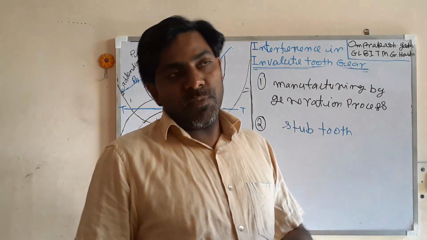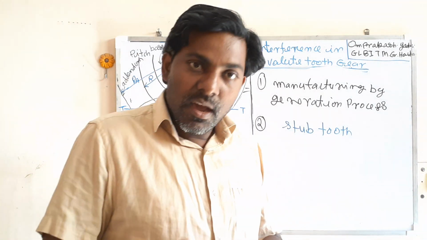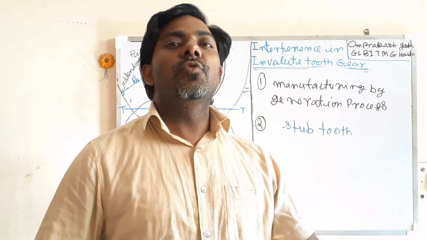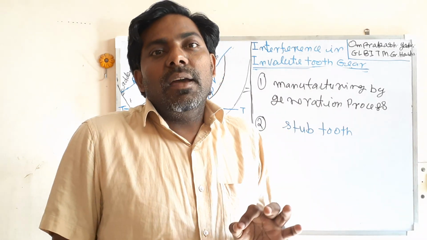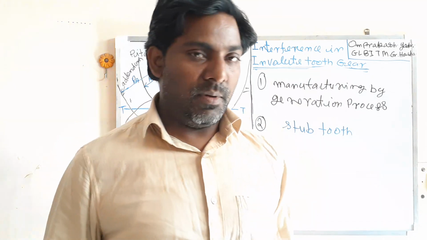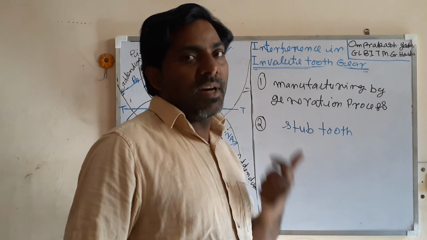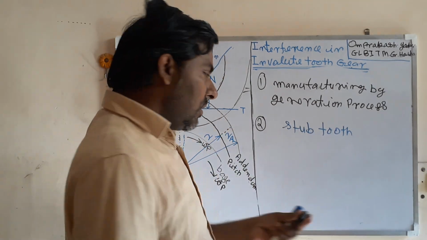But again there is a little bit of a problem. What is the problem? The path of contact will decrease, the arc of contact will decrease, and the contact ratio will decrease. If this decreases, then there will be another problem. So we can go only up to a very small limit. We can't go beyond that limit. Okay, so this is another method.